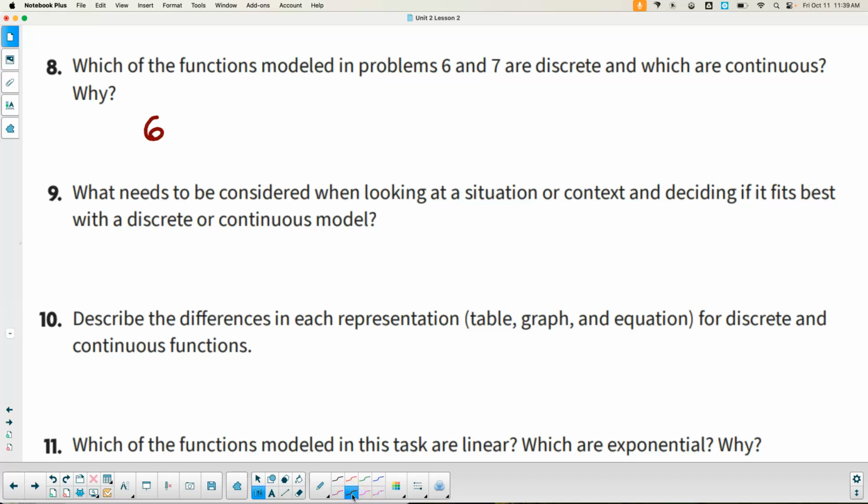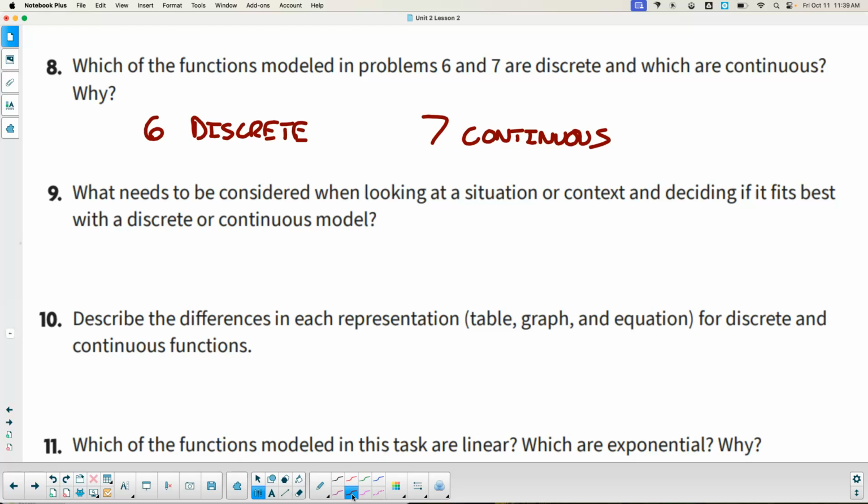6 was discrete. 7 was continuous. And we explained that when we were talking about those.